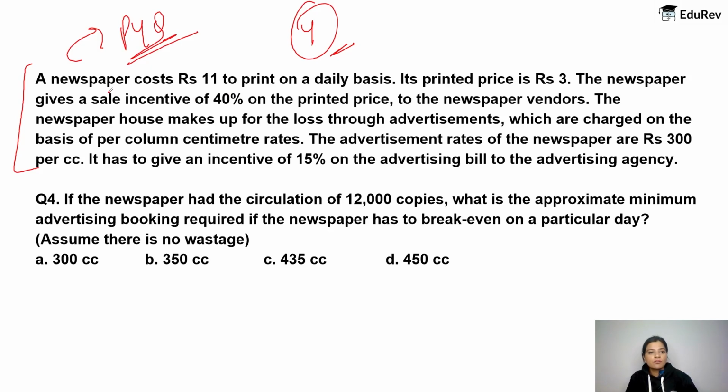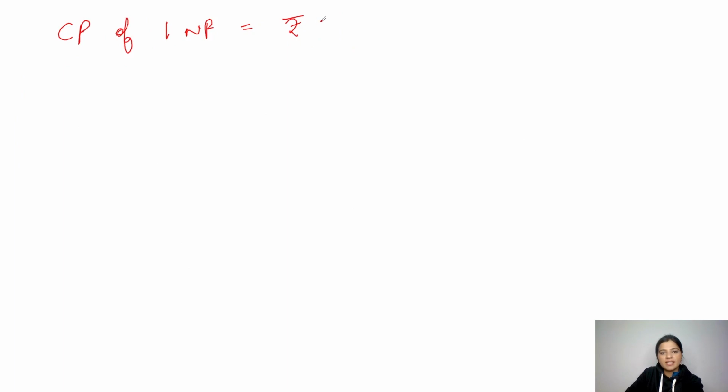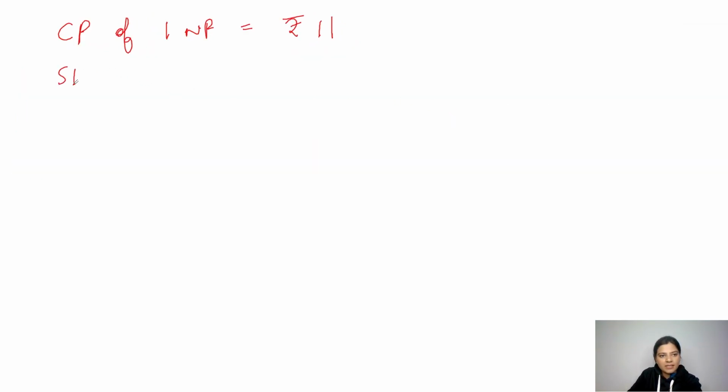So the question says a newspaper costs rupees 11 to print on daily basis. So I can very easily quickly write down the CP of one newspaper. So CP of one newspaper is rupees 11 because it is taking rupees 11 to print every day. Its printed price is rupees 3. So you have the printed price, that is also the selling price. So selling price of one newspaper in the market is rupees 3. You can see it is a clear-cut case of loss.